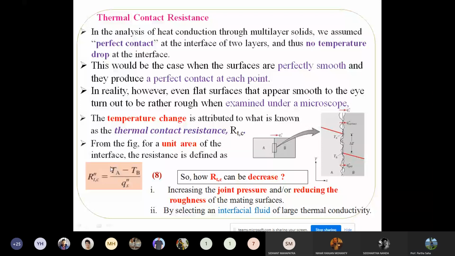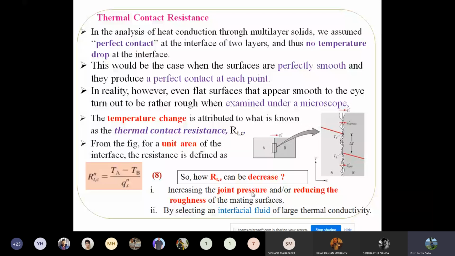right? So how can you minimize or decrease the thermal contact resistance? We can do it by increasing the joint pressure, reducing the roughness of the surface, or by using an interfacial fluid which has very high thermal conductivity. If it has very high thermal conductivity, it will prevent the temperature drop, right?